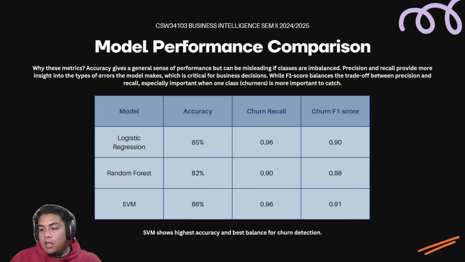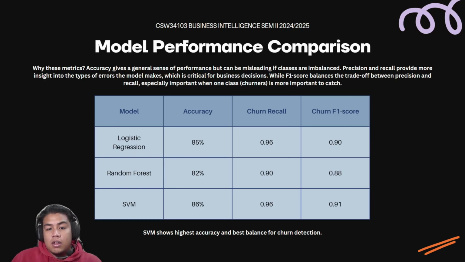Next model, random forest. Random forest has slightly lower accuracy at 82% and churn recall of 0.90, and the F1 score was also the lowest at 0.88.